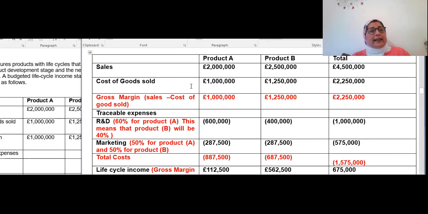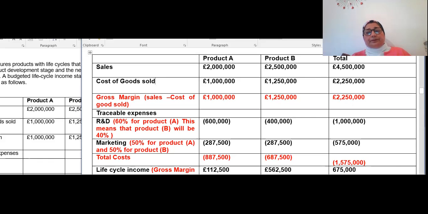Cost of goods sold again is copied from the question, information I provided to you in the question. Cost of goods sold for product A is 1 million, for product B 1,250,000. The total is 2,250,000. Gross margin is the difference between sales and the cost of goods sold. That means in product A we get 1 million. For product B we get 1,250,000. The total is 2,250,000.